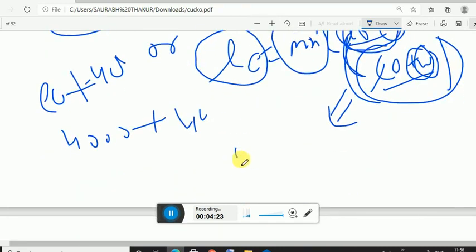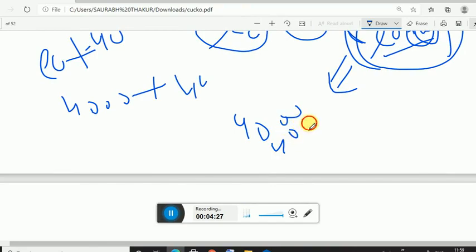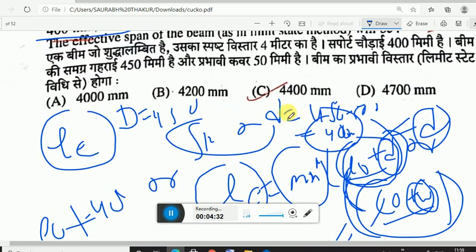Then what will it be? 4000 plus 400, add them, you would be getting 4400 mm.